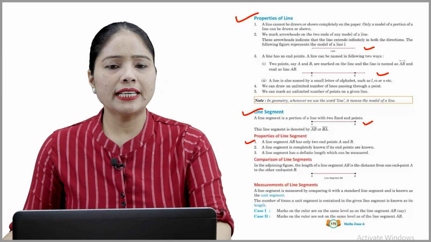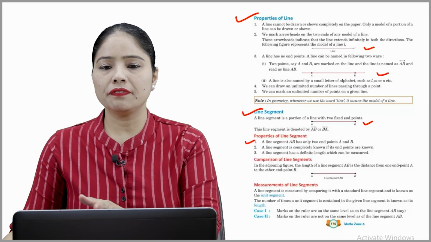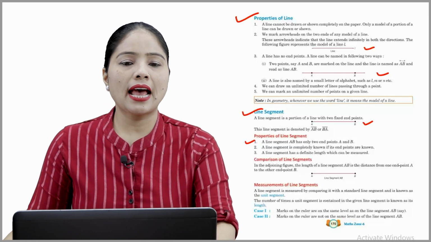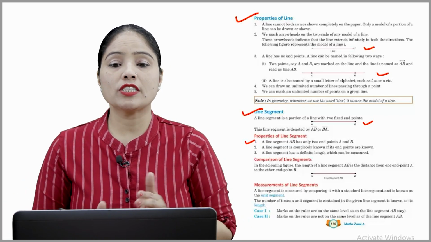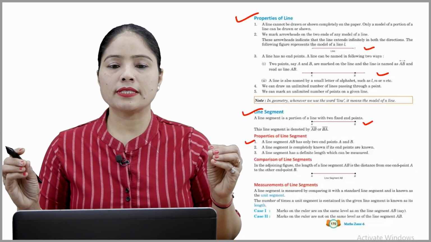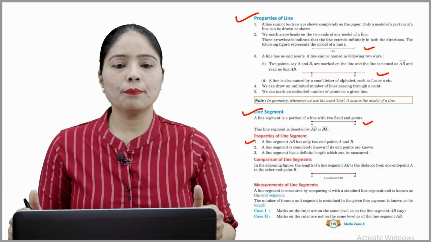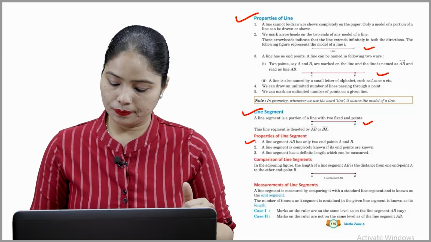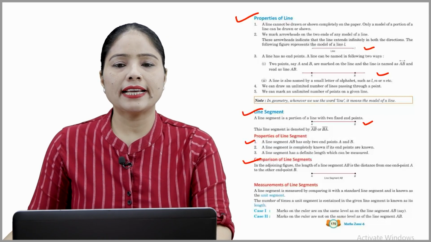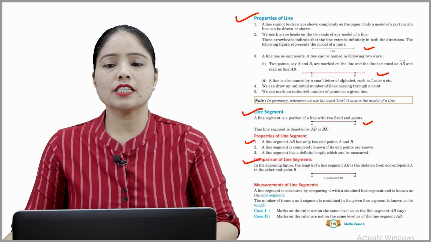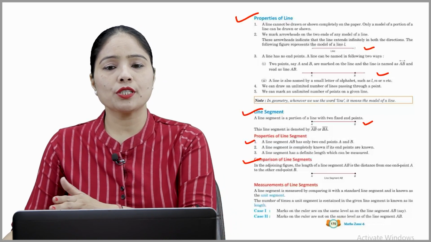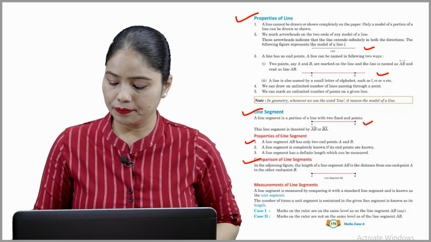Second, a line segment is completely known if its endpoints are known. Third, a line segment has a definite length which can be measured. Okay, when we have fixed points, we can measure it. Now comparison of line segments. In the adjoining figure, the length of a line segment AB is the distance from one end point A to the other end point B, like this.